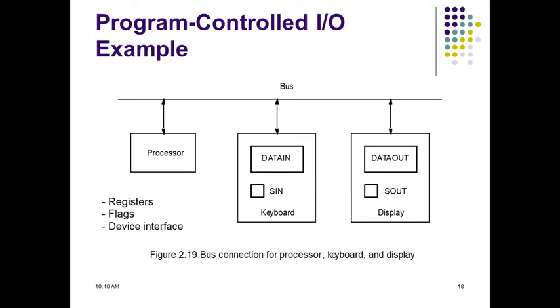A program monitors SIN, and when SIN is set to 1, the processor reads the content of DATAIN. When the character is transferred to the processor, SIN is automatically cleared to 0. I hope this process is clear. So I'll repeat this.